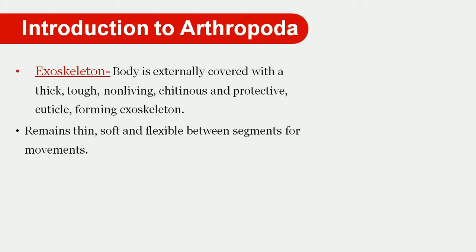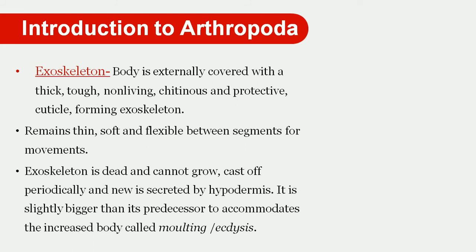The exoskeleton, as I already said, is dead and cannot grow. There is a casting mechanism. Periodically they cast it off and secrete a new outer covering. A layer called the hypodermis is responsible for secreting the new exoskeleton. It is slightly bigger than the previous one and accommodates the increase in body size. In this casting process they exit the old cuticle and then form the new cuticle.